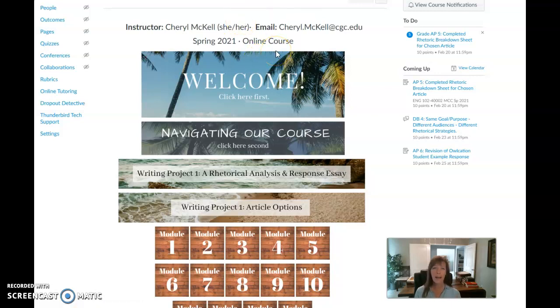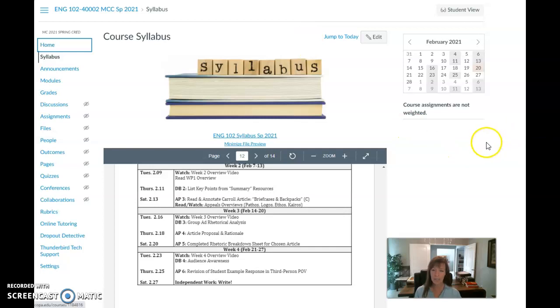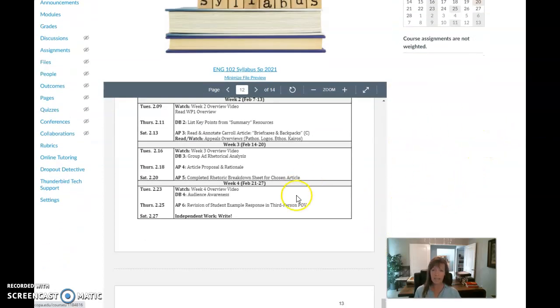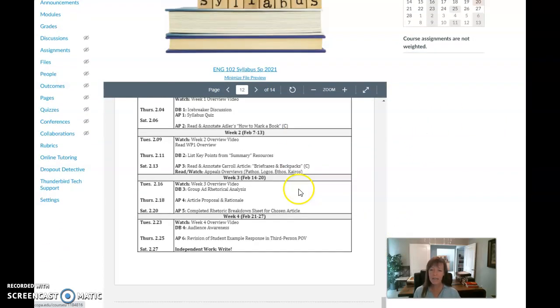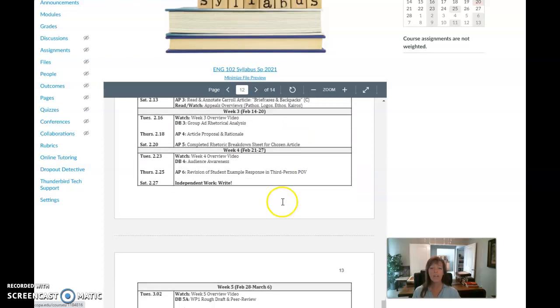So one thing that I really want to encourage everyone to do every now and again is to take time to look at the schedule. Look at our syllabus, find the schedule on our syllabus, and let's see, here we are down at the schedule. We are week 4. So looking ahead, we're still talking about the analysis section of our first writing project, the rhetorical analysis and response essay.